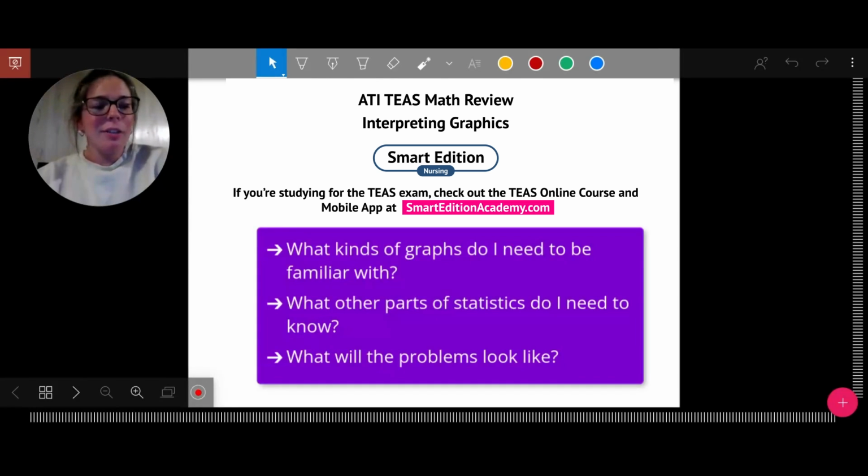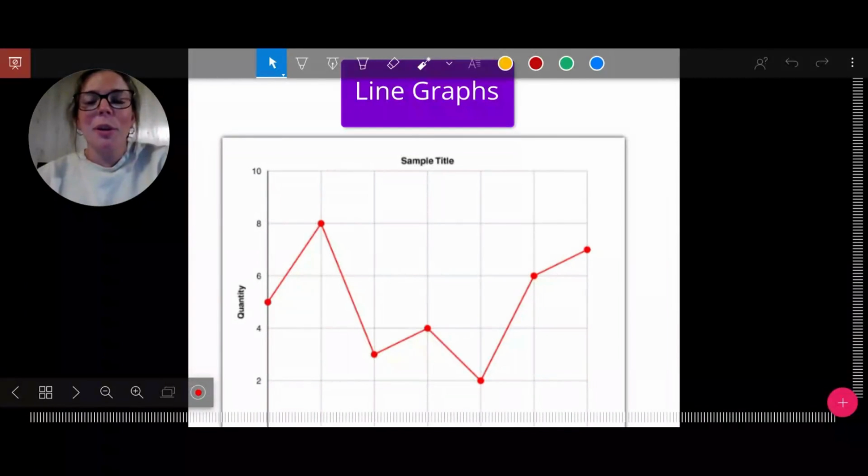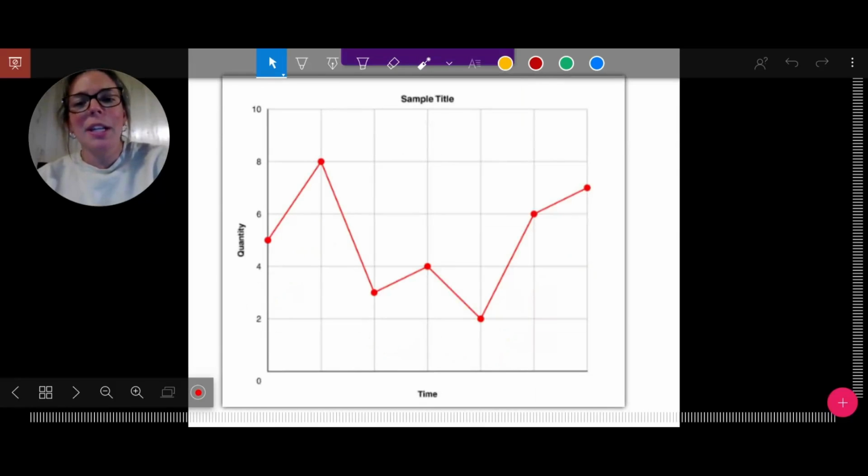Okay, so we're going to dive into this. Interpreting graphics. Let's see what that means. The first question we wanted to answer was, what type of graphs do we need to be familiar with? The first type of graph is a line graph. You may have seen something like this before.